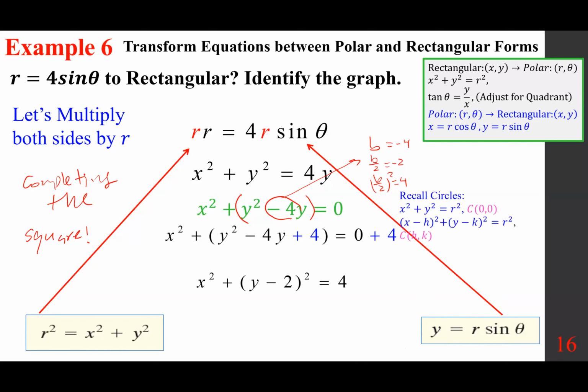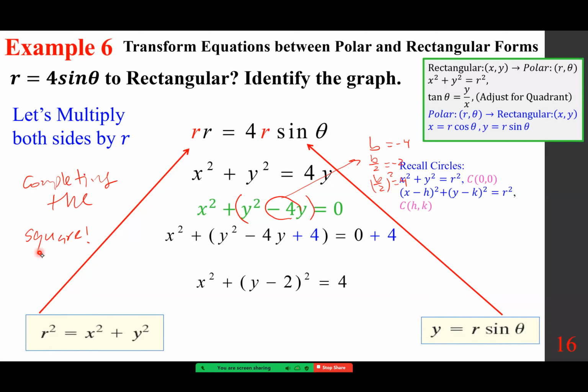So I'm going to remind you about circles. x squared plus y squared equals r squared, centered at 0, 0. x minus h quantity squared plus y minus k quantity squared equals r squared, centered at h comma k. I hope everybody remembers the equation of a circle. Therefore, this is a circle centered at 0, 2 with the radius of square root of 4. Square root of 4 is 2.